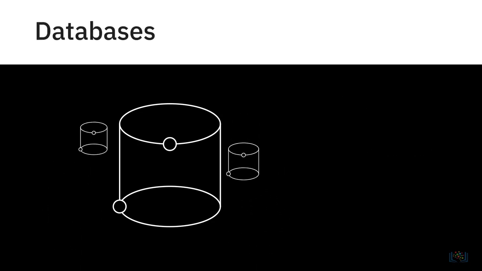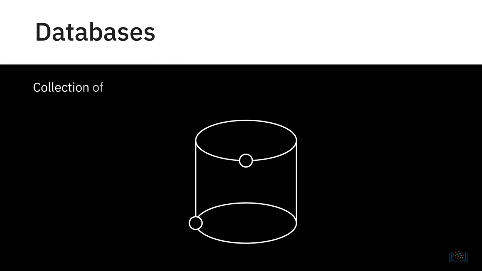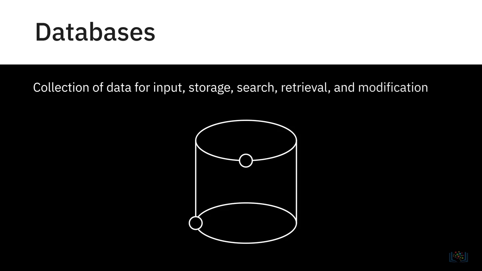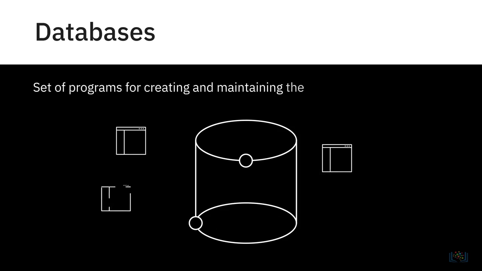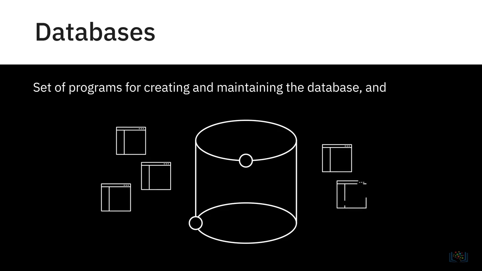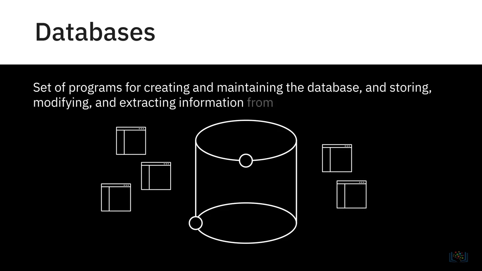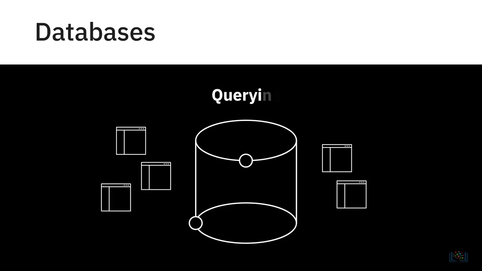Let's begin with databases. A database is a collection of data or information designed for the input, storage, search and retrieval, and modification of data. And a database management system, or DBMS, is a set of programs that creates and maintains the database. It allows you to store, modify, and extract information from the database using a function called querying.